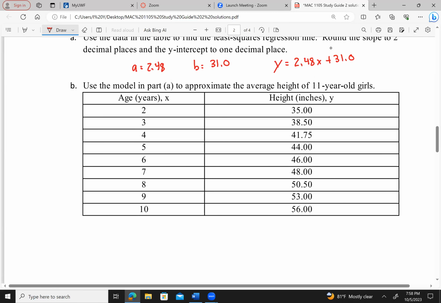And now we want to use the model to approximate the height of an 11-year-old girl. So again, we're looking at y equals 2.48 times 11 plus 31, which gives us 58.28 inches.